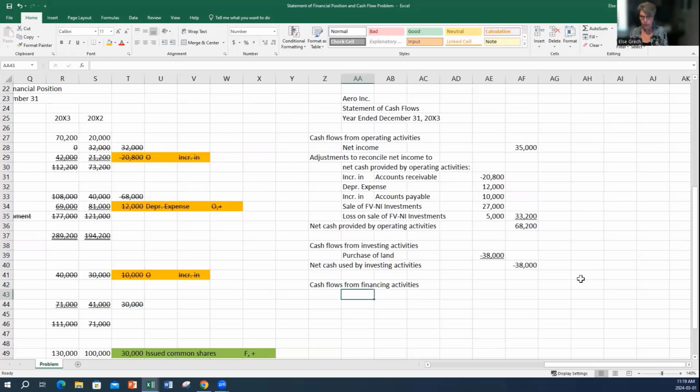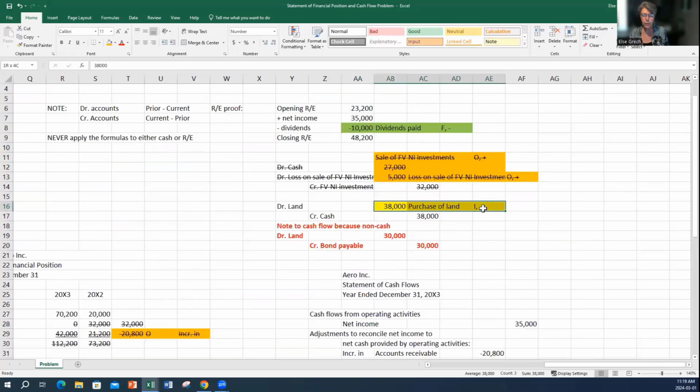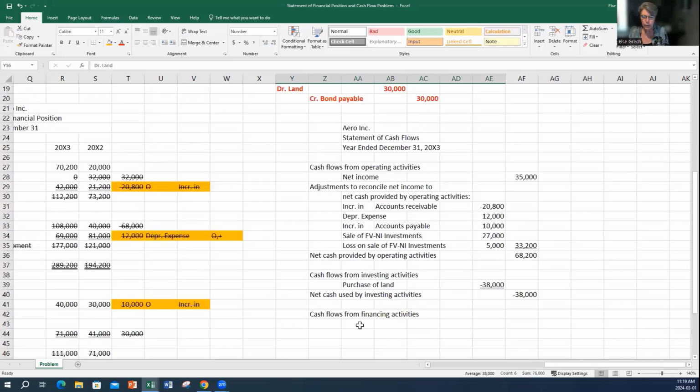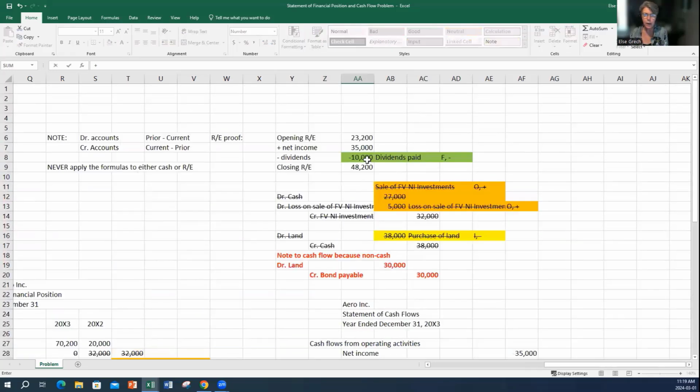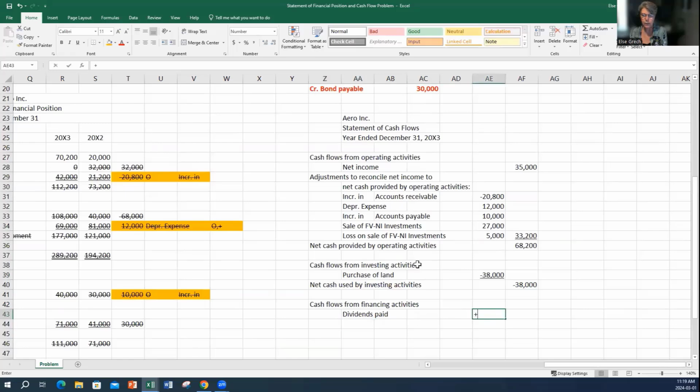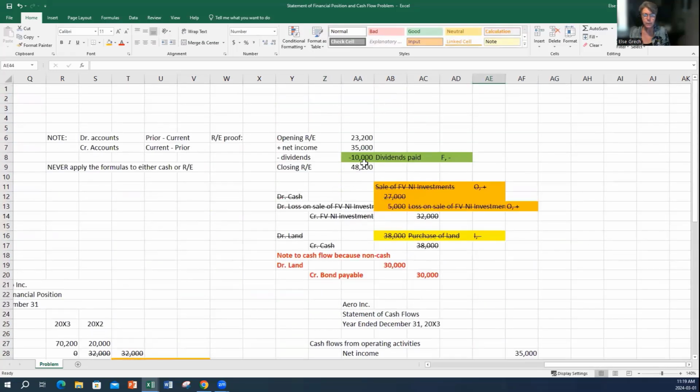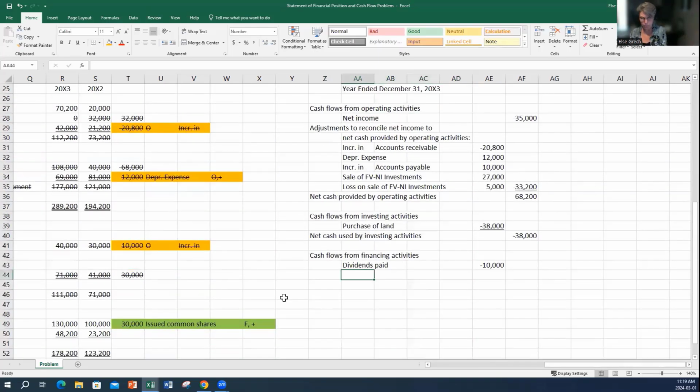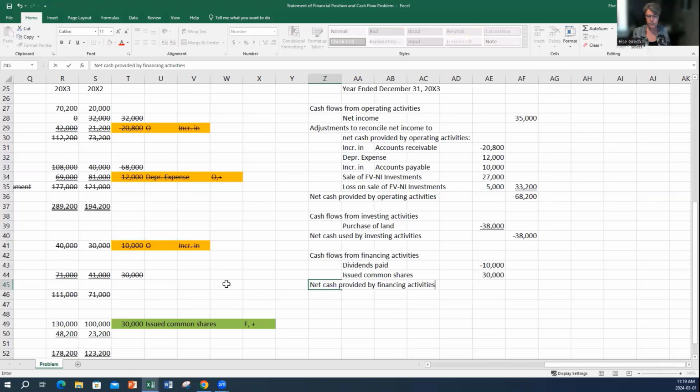There we go. And did I do a strike through? I totally neglected to do a strike through, so I'm going to do a strike through now. So over here for financing activities, I've got the dividends paid. This is a negative 10,000. I'm going to do a strike through. And now I've got my issue of common shares, which is a positive. And this is going to be the net cash provided by financing activities. Just do a line under here. And I'm going to add these two together.